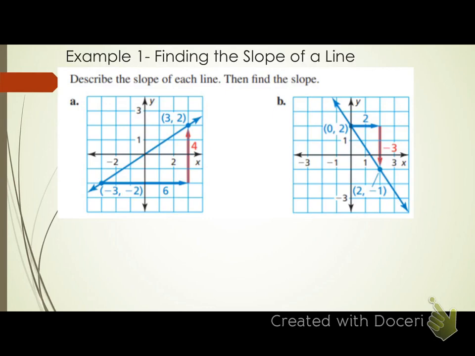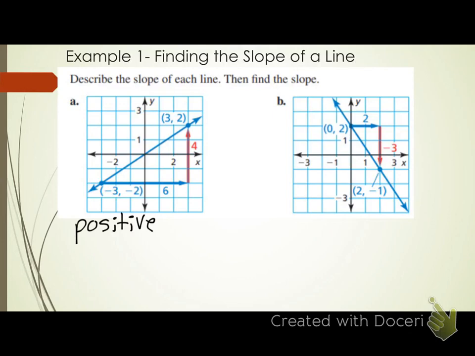Example one, describe the slope of each line, then find the slope. So how it wants us to describe it is positive, negative, zero, or undefined. That'll be our description, and then we'll actually find the slope. Okay? So on letter A, our line is going uphill from left to right. It's rising from left to right. What would Slope Dude say there? Puff, puff, positive. So this slope is going to be positive, and that's my description of the slope. Okay?